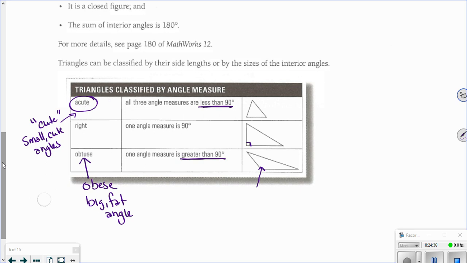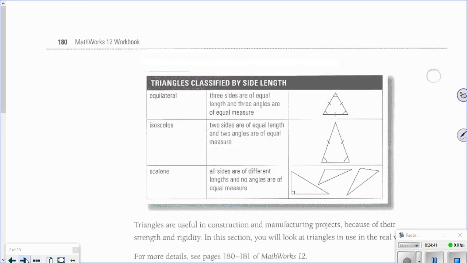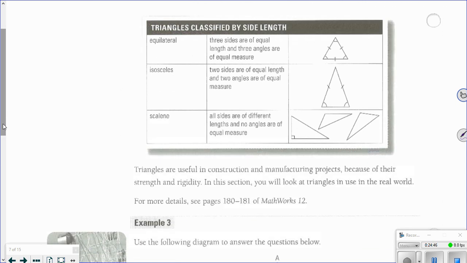Okay, so that's classifying triangles by their angle measurements. We can also classify them by the lengths of their sides. Again, you need to know this. An equilateral triangle has three sides of equal length, and all three of your angles are then equal as well. So in an equilateral triangle, everything is equal. We show that the side lengths are equal by using those little hash lines. What that means is every line that has that little hash line on it is the exact same size.